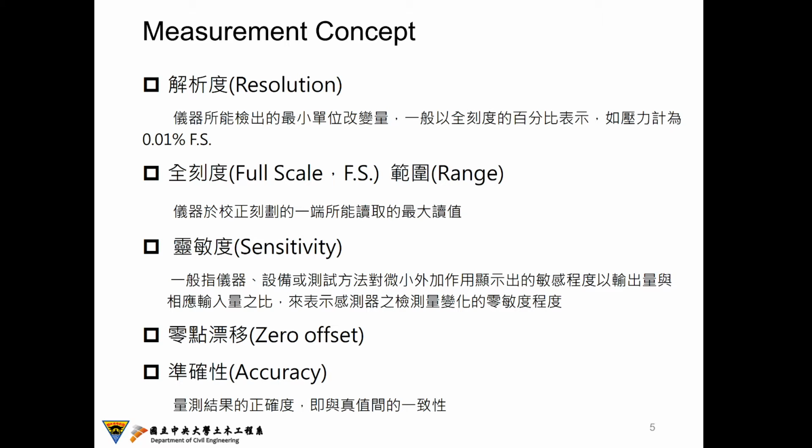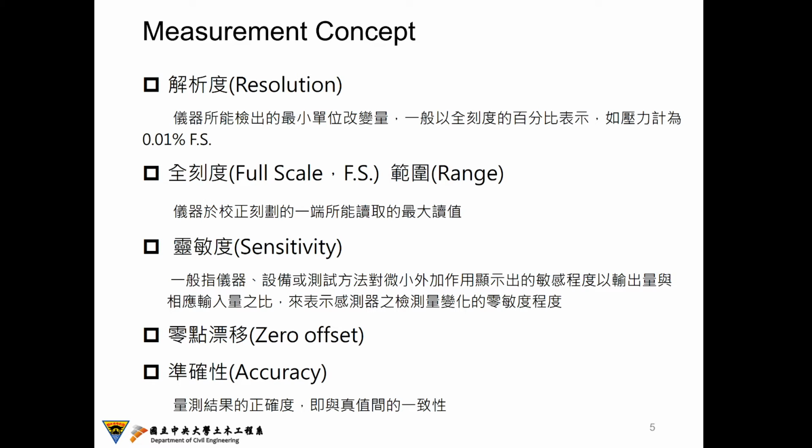So if I have 15 centimeters as this full scale or range, how about the 1% of the FS? It means that maybe I have 15 or 100. This is the full scale, right? So if I have FS like this, 1% of it means 1.5 millimeter, right?